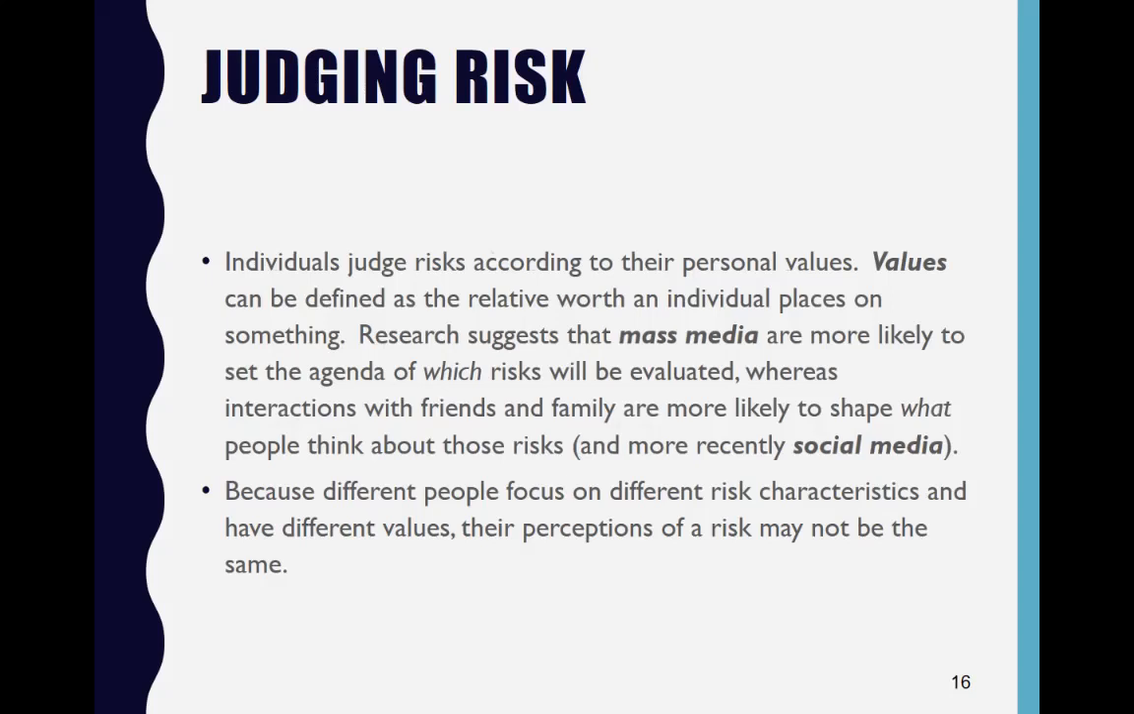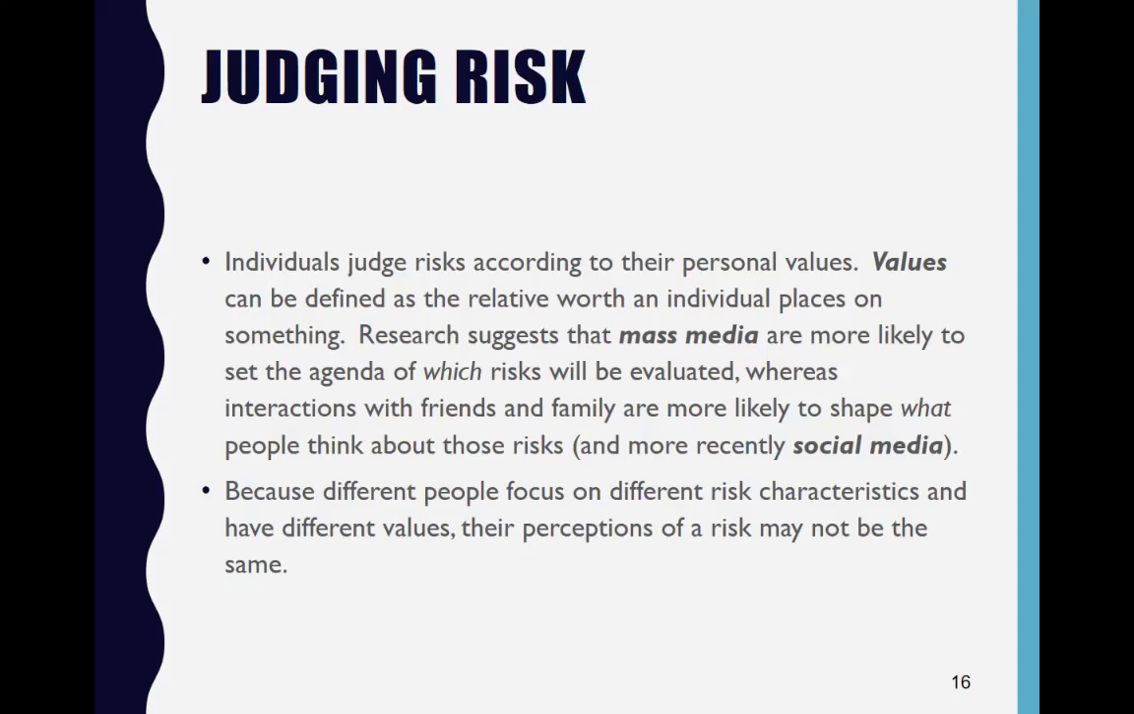Research suggests that mass media are more likely to set the agenda of which risks will be evaluated, whereas interactions with friends and family are more likely to shape what people think about those risks. And more recently, social media is having a key role in that as well. More and more people are getting their information, both factual and non factual, from social media, and it's impacting the way that they're thinking about topics and the way that they're making decisions.